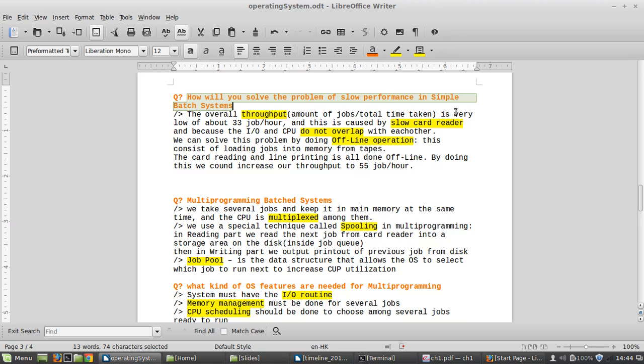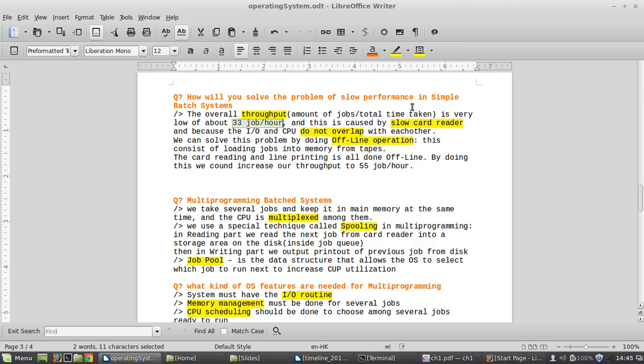And in the case of a slow batch system, we can directly say that the throughput is very low. For example, we can say 32 jobs per hour. It can perform 32 jobs per hour.